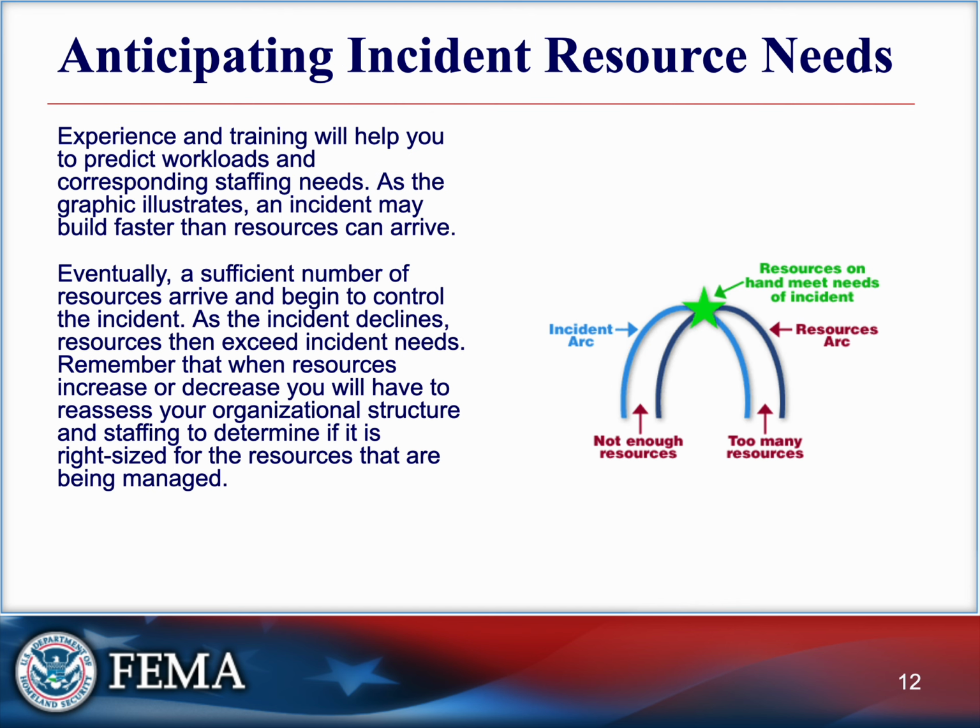Incidents often grow faster than resources can arrive, and that's okay. We have a system in place to hopefully catch up to these things. Eventually, you'll hit a point where the resources and control stabilize. Then the incident shrinks and the excess resources can go home. This cycle is normal, and ICS is built to handle it.